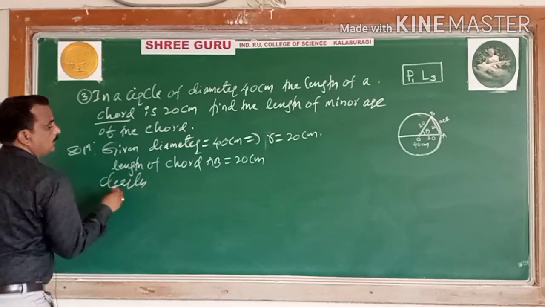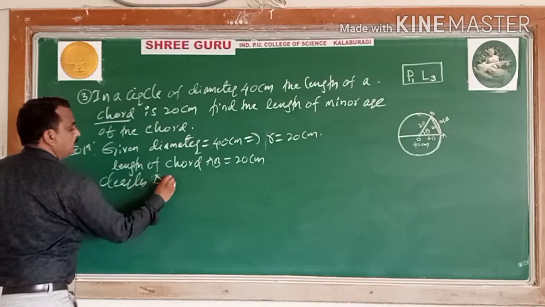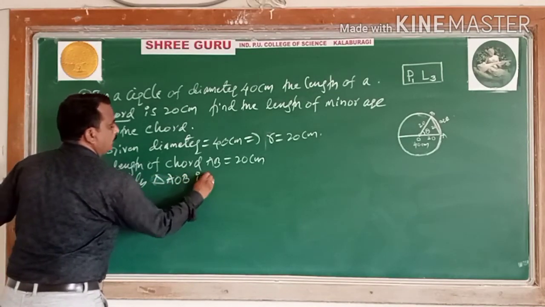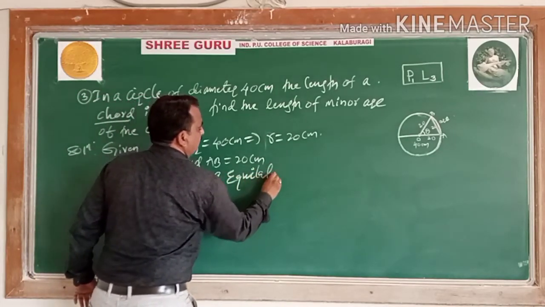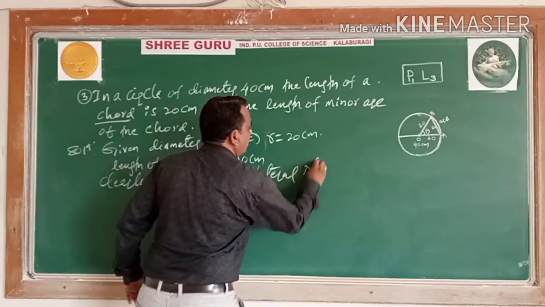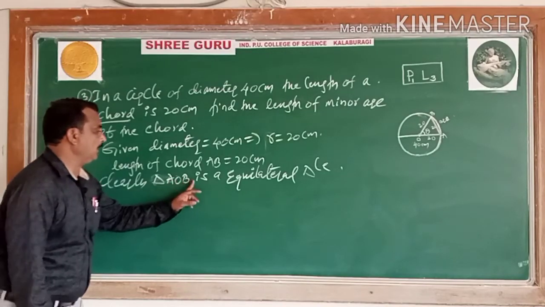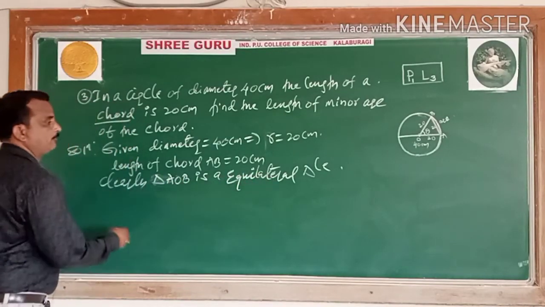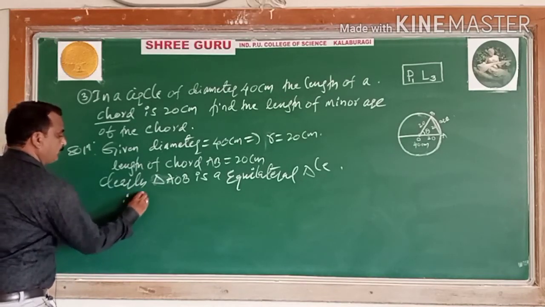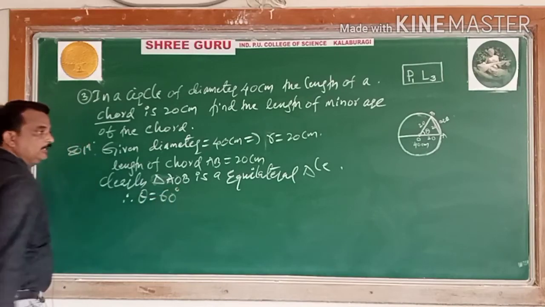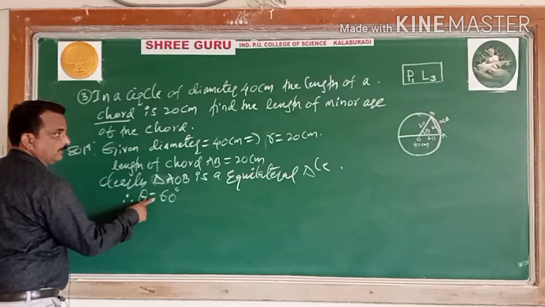Clearly, triangle AOB. AOB is which triangle? Equilateral triangle. Yes, clearly triangle AOB is an equilateral triangle. Therefore each angle of an equilateral triangle is equal to 60 degree. Therefore theta is equal to 60 degree. So your required angle theta is 60 degree.